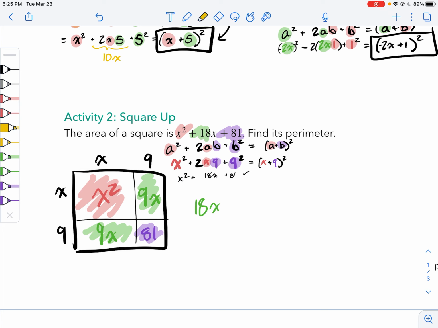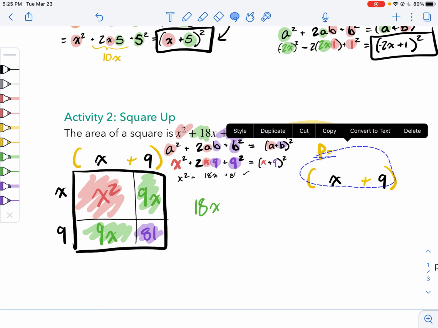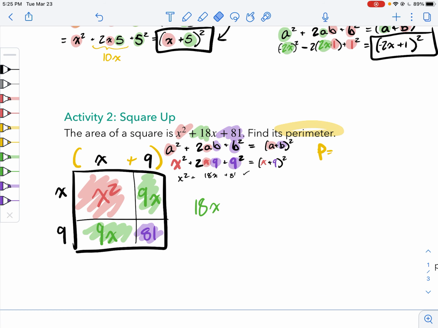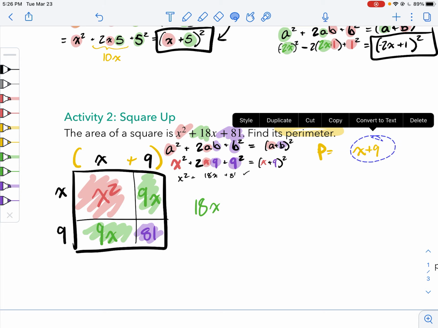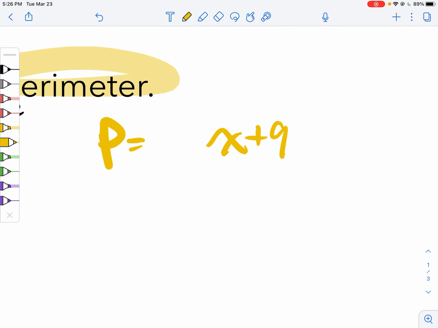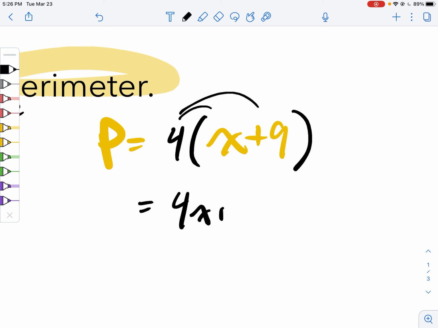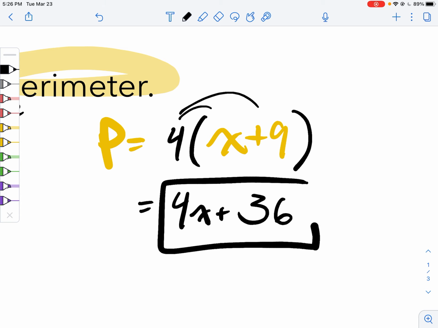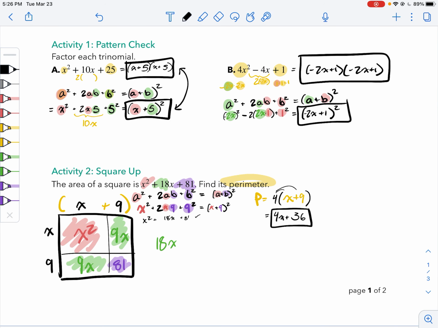But the question said, hey, what's the perimeter? And to get the perimeter of a square, we need to add up all the sides. So we need to take x plus 9 plus x plus 9 plus x plus 9 plus x. How many sides does a square have again? 4. So we need to take that x plus 9 plus itself 4 times. You can add it to itself 4 times. I'm just going to multiply by 4 because I don't want to do all those additions. After distributing, we get 4x plus 36. And there you have it. There's our perimeter. So that's problem solving for you.